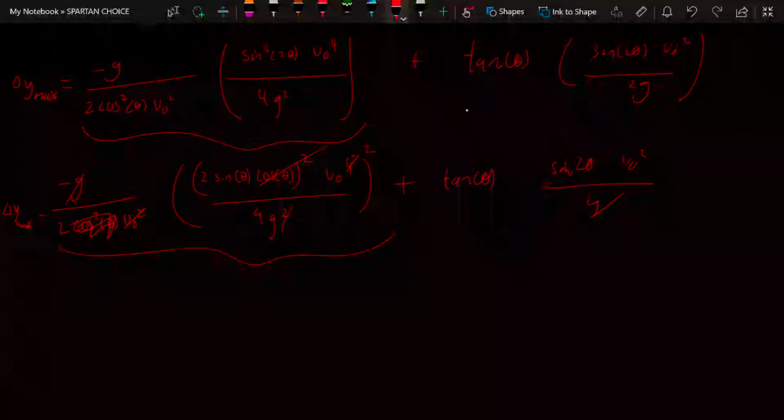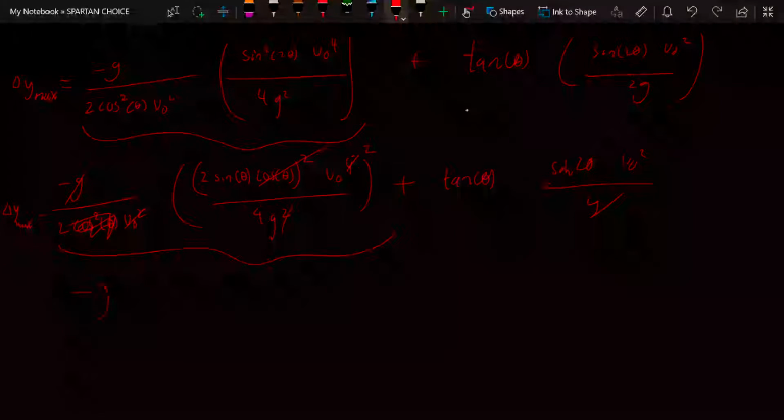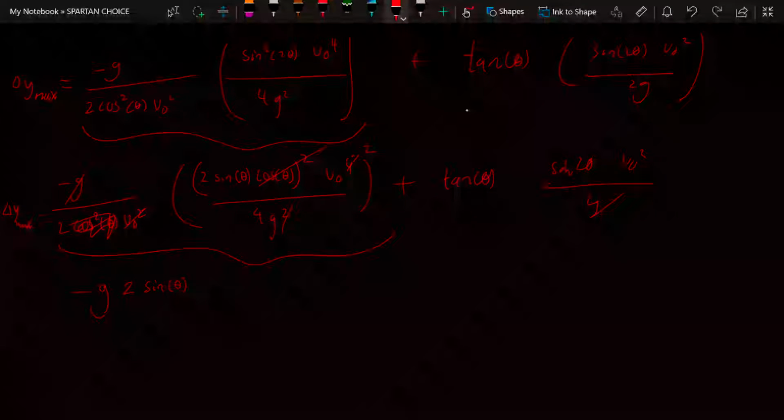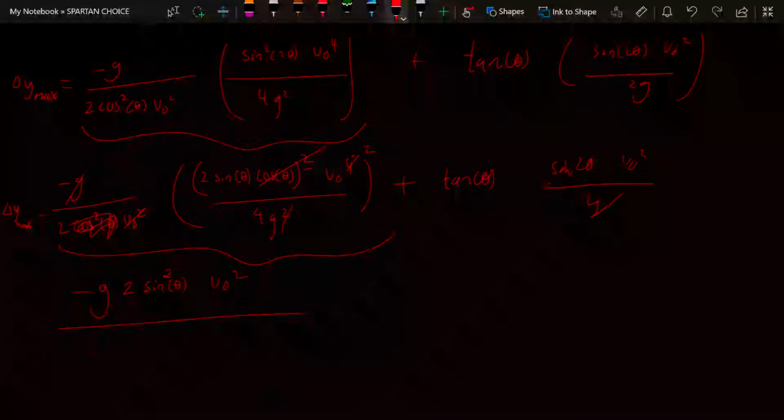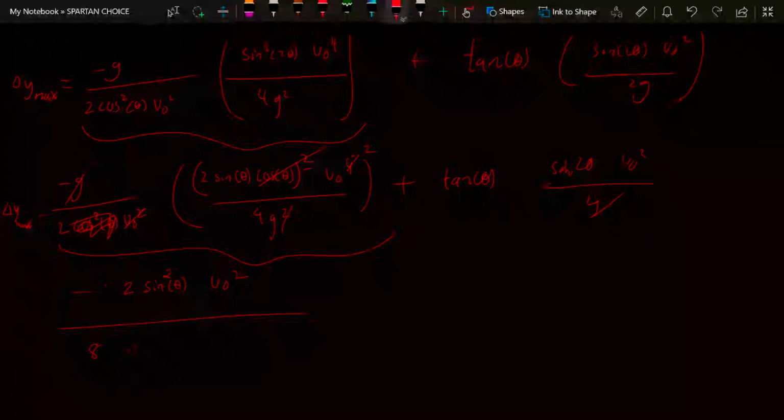So this whole equation would simplify to something really beautiful. So it goes like this. Minus g, 2 sine theta, of course, squared. We have this outside. V0 squared over, sorry, the g goes over a g, right? Okay. Here we go.